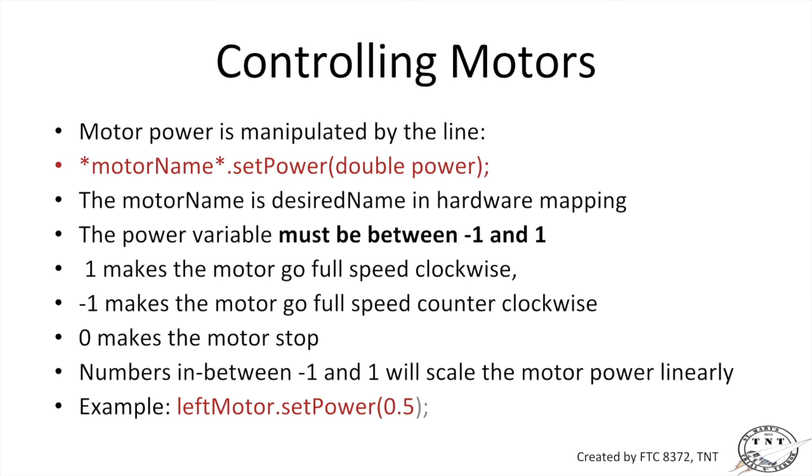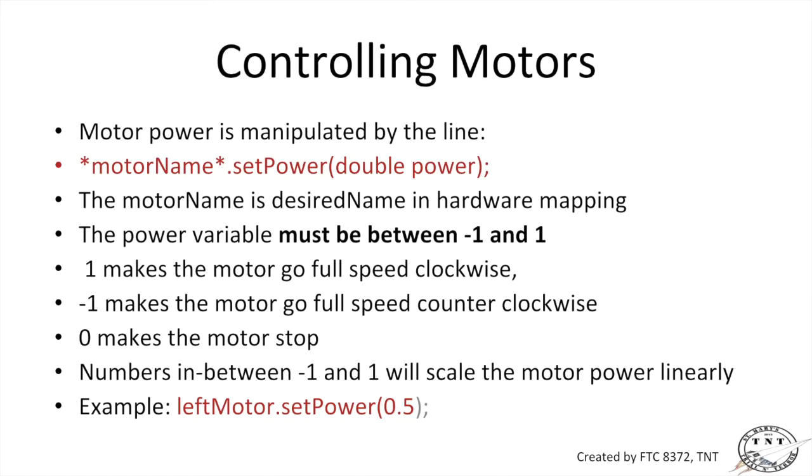Now -1 makes the motor go full speed counterclockwise, and 1 makes the motor go full speed clockwise, and 0 makes it stop because it's in the middle. Now, an important note is that if you put the number outside of -1 and 1, it will crash the program and you'll have to restart your robot. So you have to make sure when you're making your program to clip your numbers so that you never go outside of that range. So an example of this would be leftMotor.setPower to 0.5.